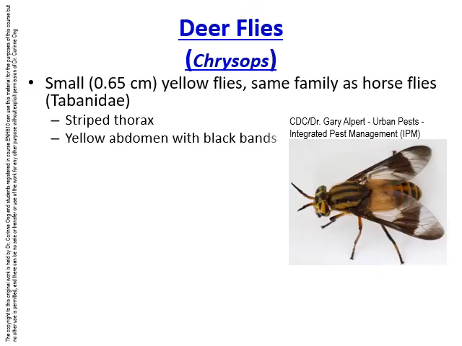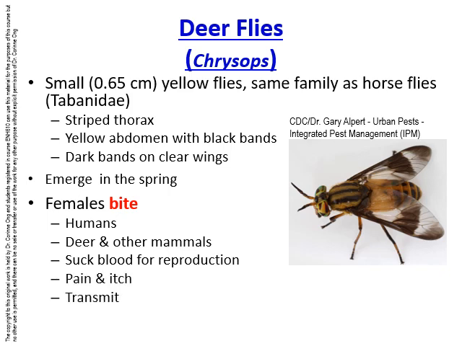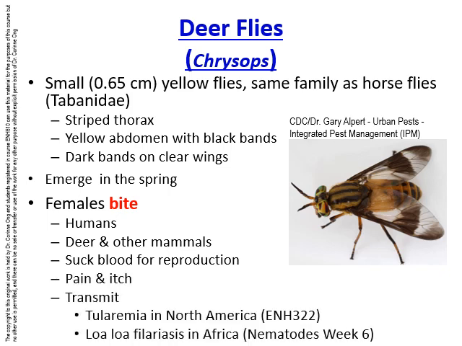The next group of flies are deer flies. They're much smaller than horseflies and are slightly larger than houseflies. They're yellow in color and have dark bands or stripes running down their thorax and across their abdomen and wings. So they look a bit like bees, but they're not in the bee family. They actually belong to the same family as horseflies, the tabanid family. They emerge in spring, and like horseflies, only the females bite to get the blood meal for egg production.